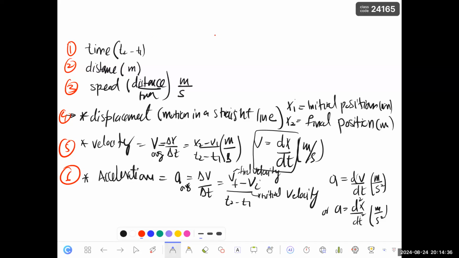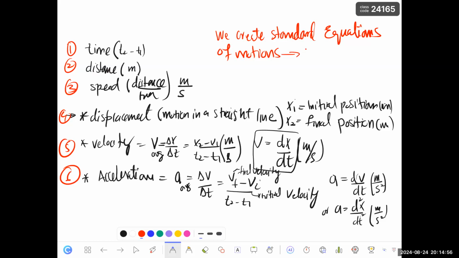So we create a standard equation of motion. We call it the standard equations of motion. Basically, they help us find time, velocity, and acceleration. To elaborate further: time, initial time, ti, or final time, tf, initial velocity, vi, final velocity, vf, or acceleration, a.